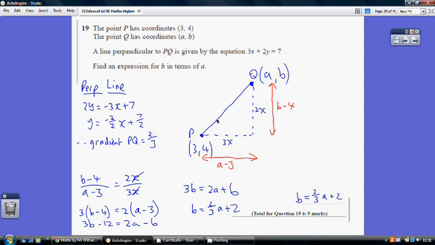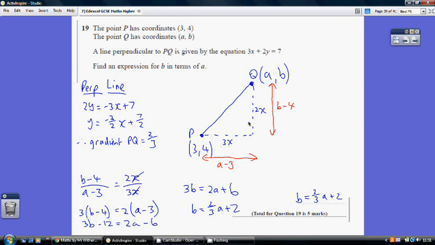So again, I've just done a little sketch here to help me gather my thoughts. So P is at 3, 4, and I've got Q up here where with my gradient as I go from P to Q being 2 over 3. My y step is 2 and my x step is 3. I've just called it 2x and 3x because I don't want you thinking that this length is exactly 2 and this length is exactly 3. It isn't. It's just the ratio is 2 to 3.